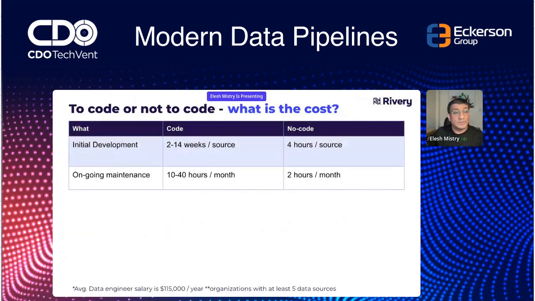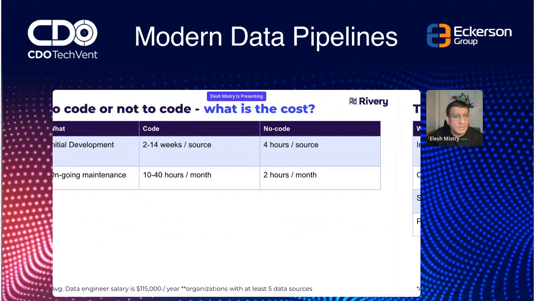So what is the cost? This is important. If you're talking about coding, then you need to think about additional development. 4 to 12 to 14 weeks to onboard a new source. Ongoing maintenance you've got to consider as well. With no code, it's nothing like that time. You're onboarding new sources within hours.